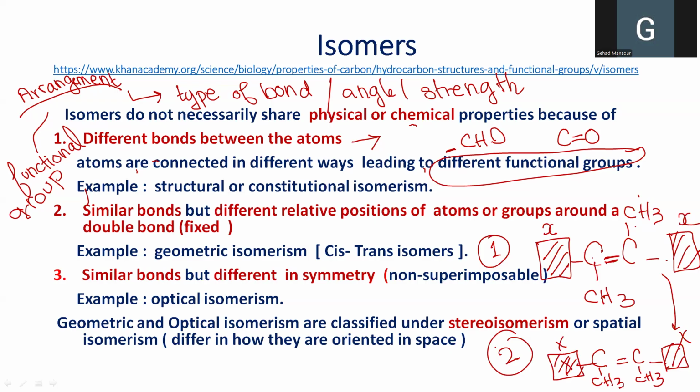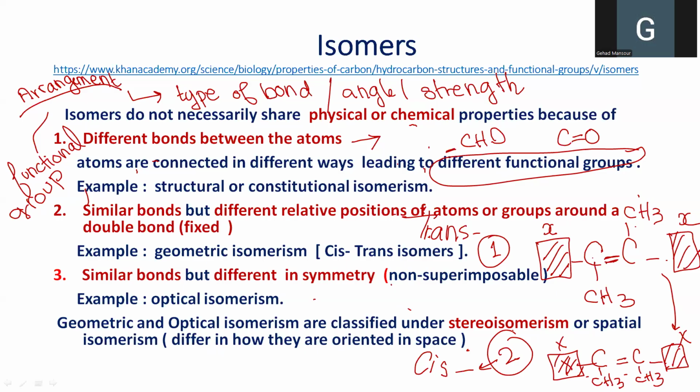But in the first one, of the two methyl groups, one is above and the other is below. So this is called the trans version of the molecule, whereas here the two methyl groups are on the same side, and we call this the cis version. So this is called cis-trans isomers: number 1 is the trans isomer of number 2, and molecule number 2 is the cis isomer of number 1.